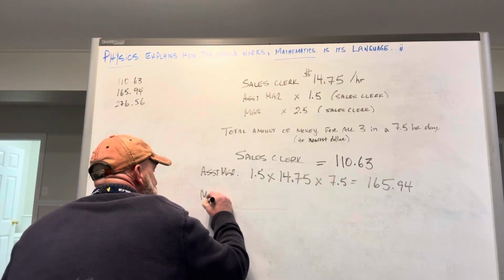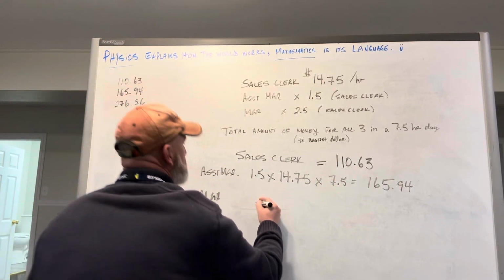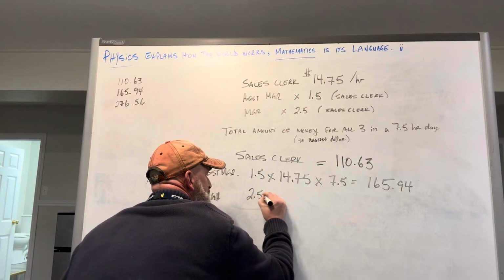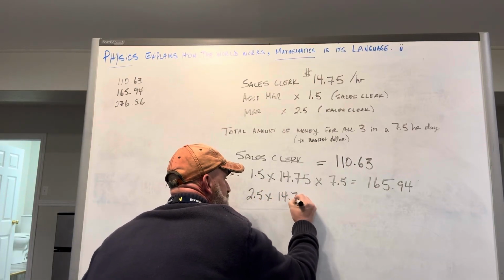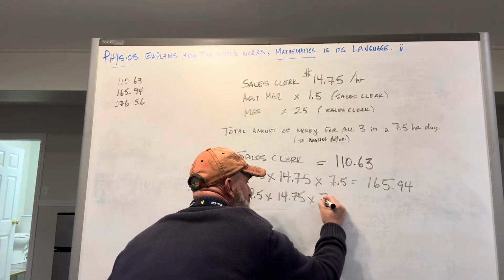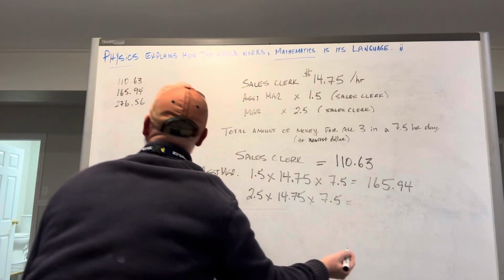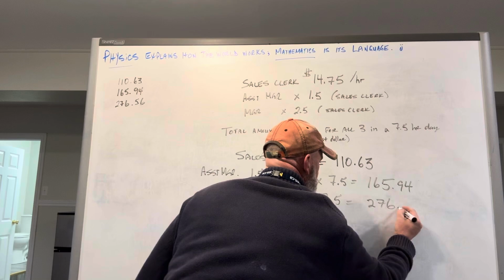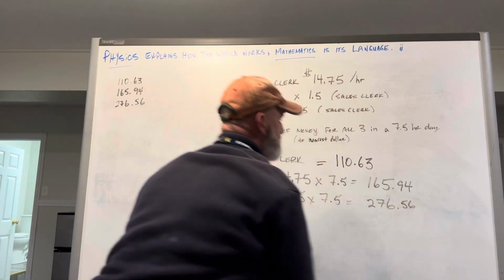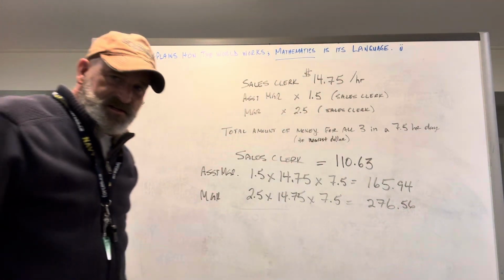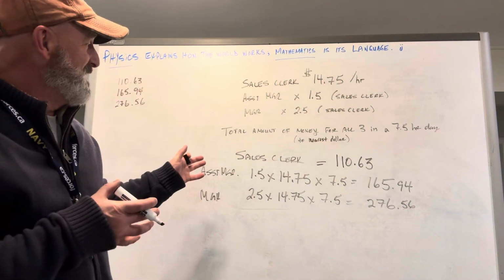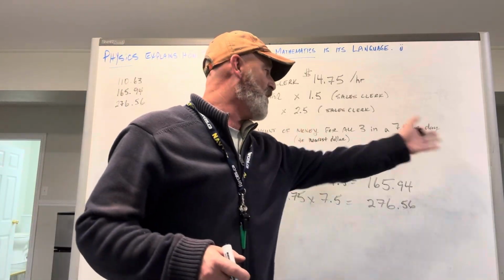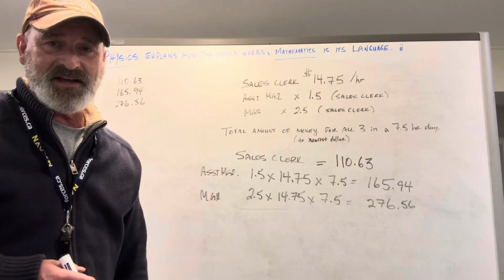Now with the manager, the same way. Manager's going to make 2.5 times what the sales clerk did. For how many hours? Same amount. And that should work out to $276.56. And that's not the end of the question. Because the question asks, what's the total amount of money for all 3 in a 7.5 hour day?